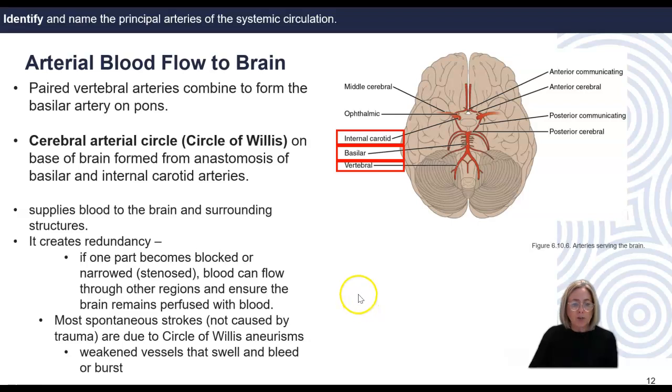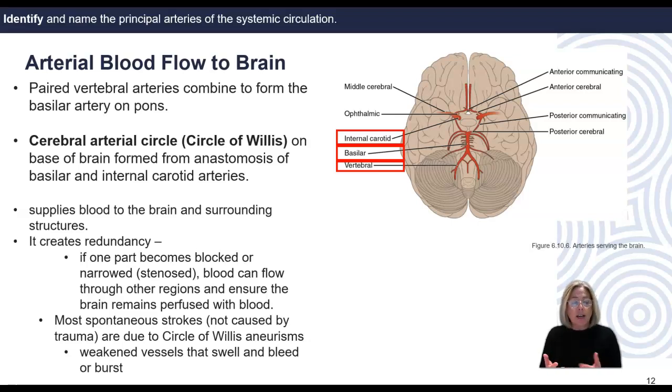And most spontaneous strokes, not caused by trauma, are due to these cerebral arterial circle aneurysms. And an aneurysm is a weakened part of a vessel that gets stretched over time. So it swells and then it becomes so weak that it might bleed or even burst. Now, many of you will learn lots more about strokes as you go through your courses. But a stroke is a sudden neurologic disorder. It's often caused by a decreased blood supply to a particular part of the brain.